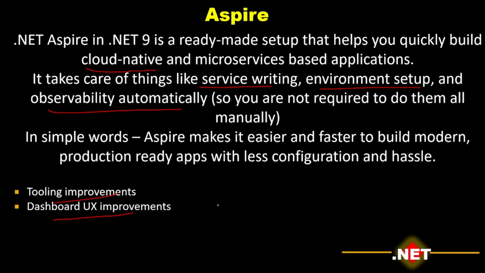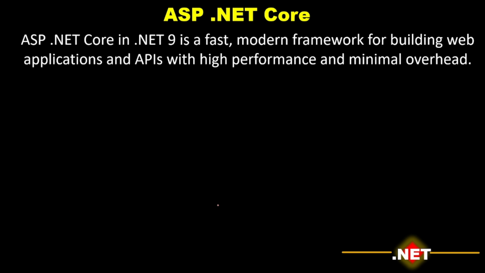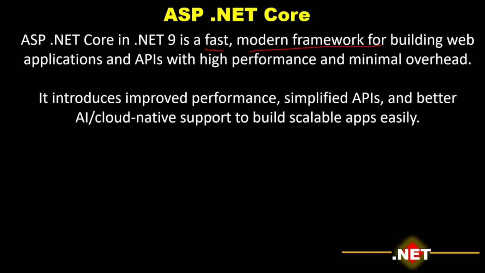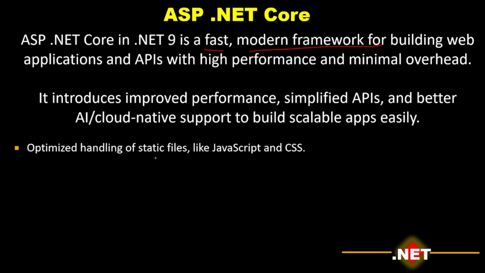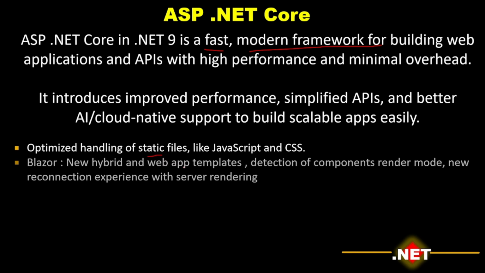These are a few improvements in Aspire that we have noted in .NET 9. ASP.NET Core. What is new in terms of ASP.NET Core in .NET 9? So in .NET 9, ASP.NET Core is a fast, modern framework for building web applications and APIs with high performance and minimal overhead. It introduces improved performance, simplified APIs, and better AI and cloud native support to build scalable apps easily. Something called optimized handling of static files like JavaScript and CSS.